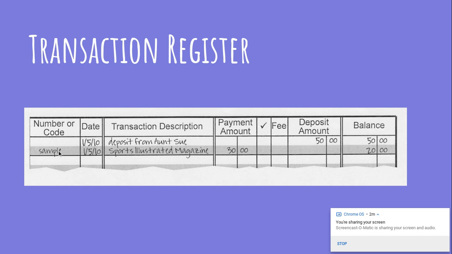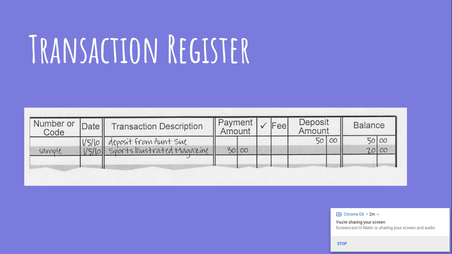Here was that sample check. Again, it was on January 5th, when we did our Sports Illustrated magazine subscription. It was $30, and we subtract it from our balance because we're paying that. So now we have $20 left, say. I can open my transaction register, go to my last entry, and see how much I have in there. That way I don't have to add or subtract a bunch of things. I can look right here and know exactly how much money I have in my checking account. That's the purpose of this.